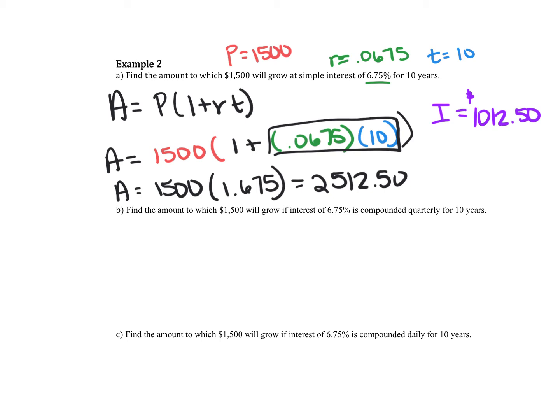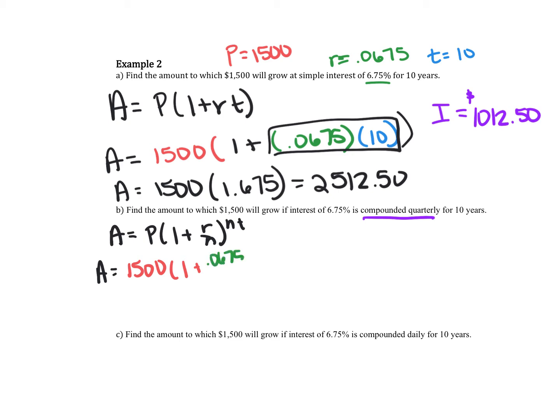So now we're going to compound it quarterly. When I look at it compounded quarterly, the new formula I'm going to use is A = P(1 + R/N)^(NT), because I'm compounding. So A is equal to 1,500 times (1 + 0.0675, my R is still the same, divided by my quarterly compounds, which is 4), raised to the 4 times the T, which is 10.